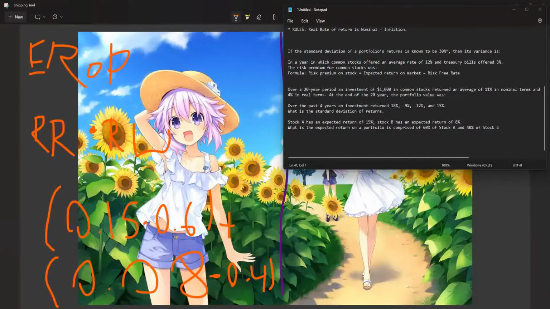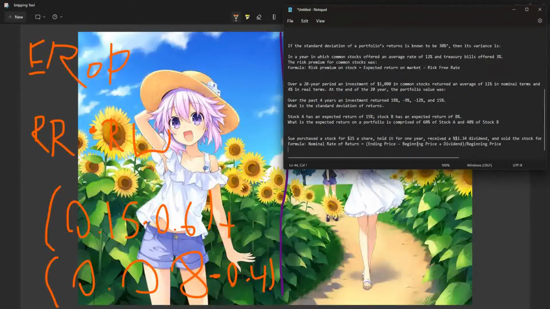Okay, so Sue purchased a stock for $25 a share, held it for 1 year, and received a $1.34 dividend, and sold the stock for $26.45. What nominal rate of return did she earn? Hold on, is dividend given in percent or dollar? I thought it was dollar. Could be.